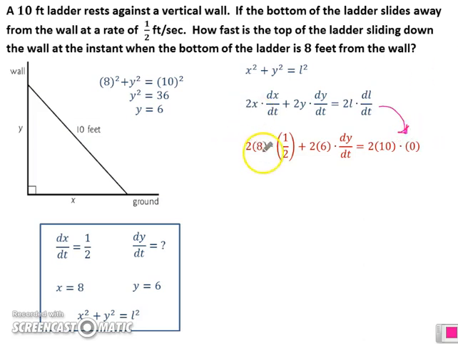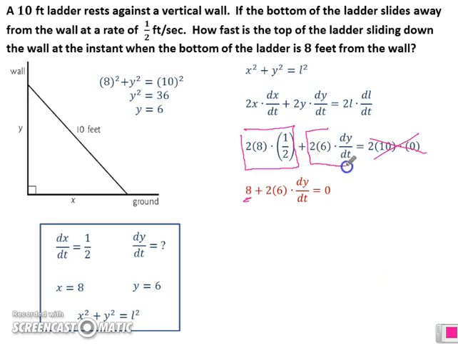So they gave us all these pieces, you plug them in. Note that the ladder is not changing in size, so its derivative is 0. Simplify here a little bit. This is gone because it equals 0 on the right. This is 16 times 1/2. So that's where the 8 comes from. And then we have this piece, which is 12 times dy/dt.